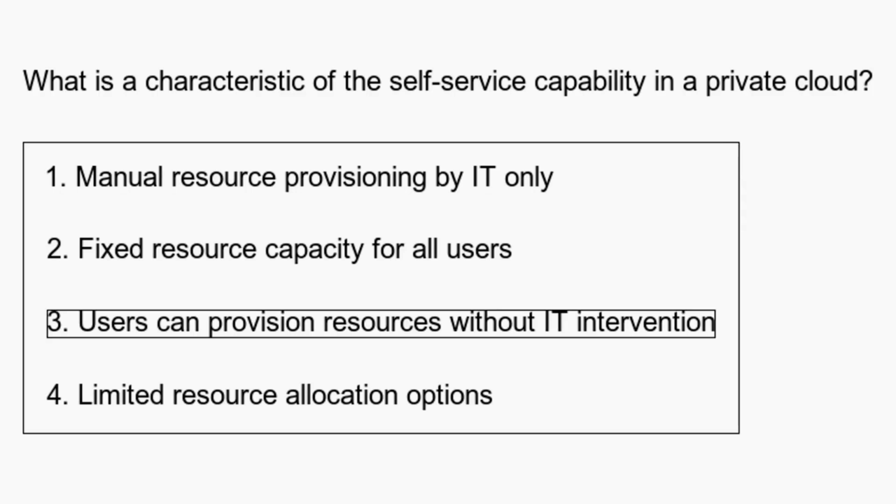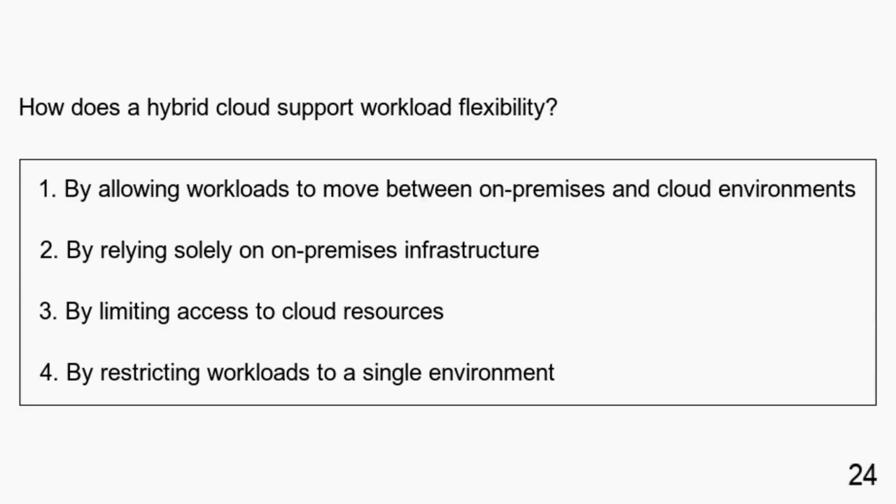Self-service in a private cloud enables users to provision resources without the need for direct IT intervention, promoting agility. How does a hybrid cloud support workload flexibility? By allowing workloads to move between on-premises and cloud environments. By relying solely on on-premises infrastructure. By limiting access to cloud resources. By restricting workloads to a single environment.